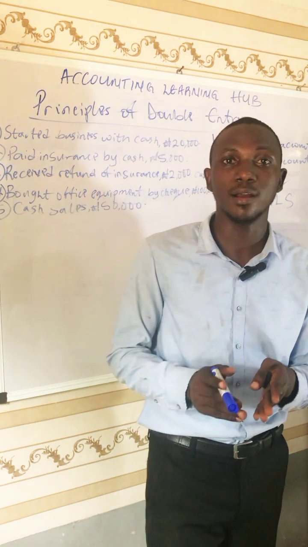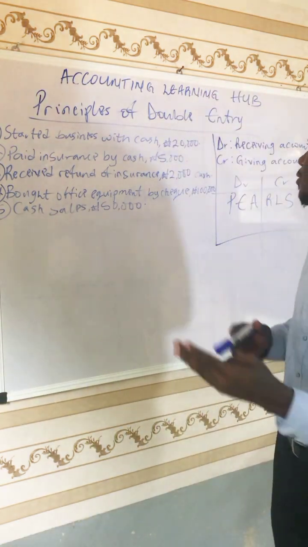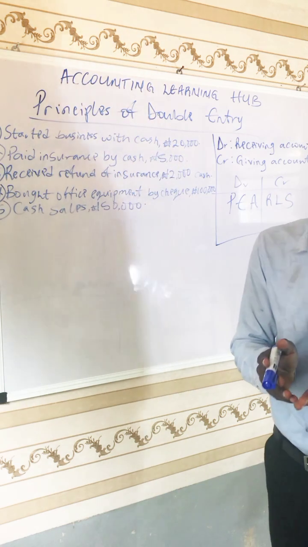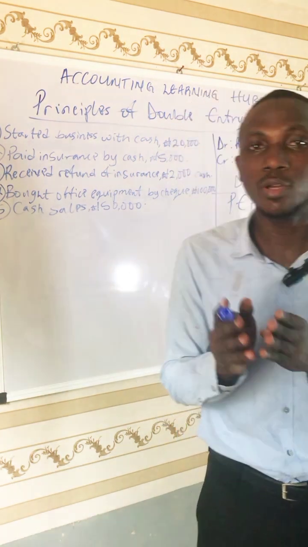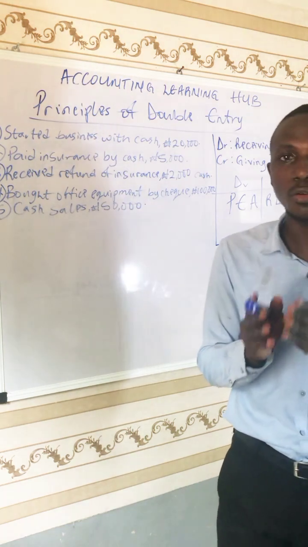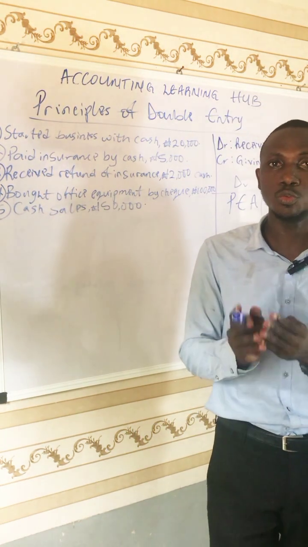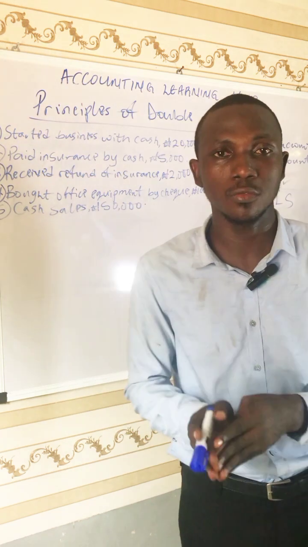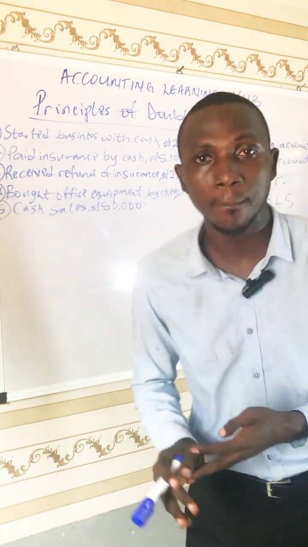Do you still remember, or should I remind you? Okay, I'm generous. Let me remind you. The first step is to identify the transactions. You need to identify the particular transaction that occurred, because if you don't know the transaction, it will be hard for you to know the accounts that will be involved or solve that particular question. So you have to identify the transaction.